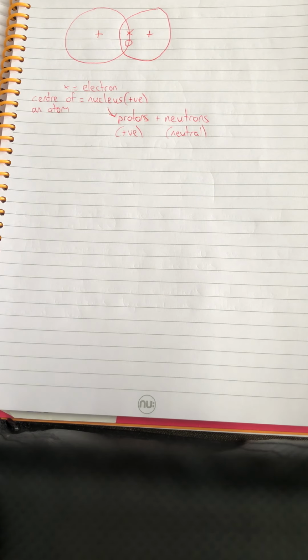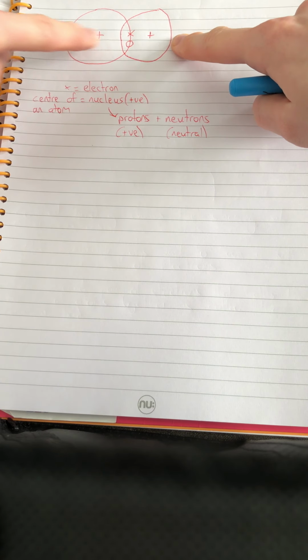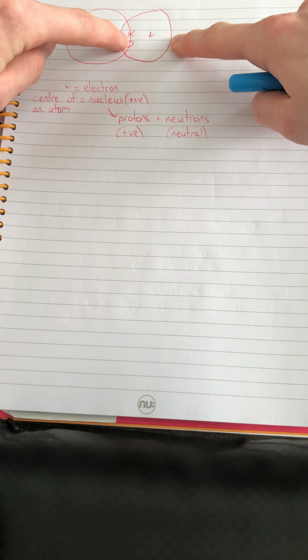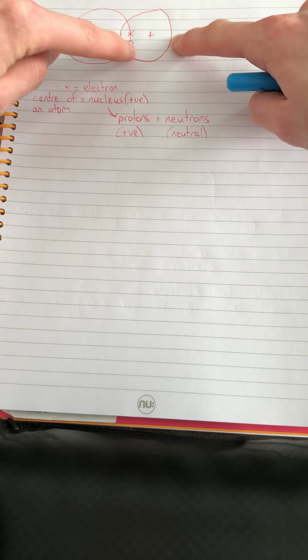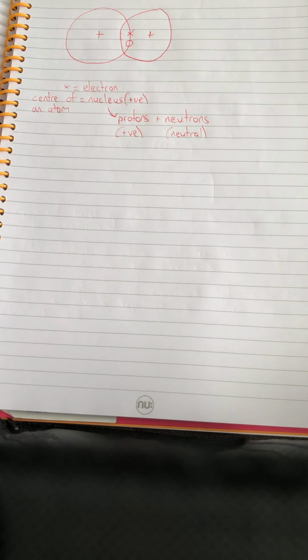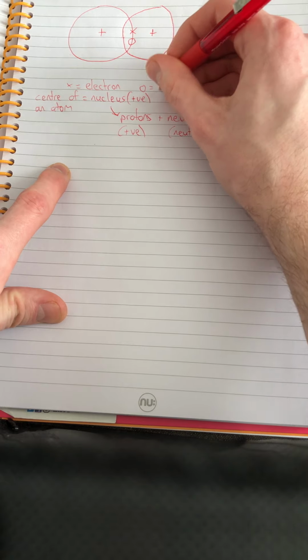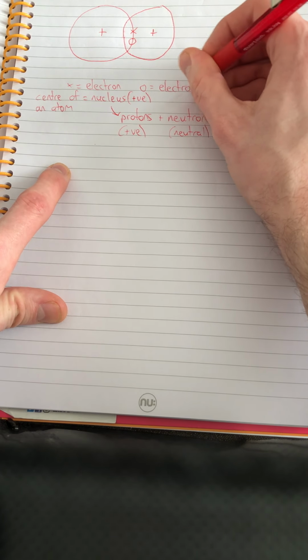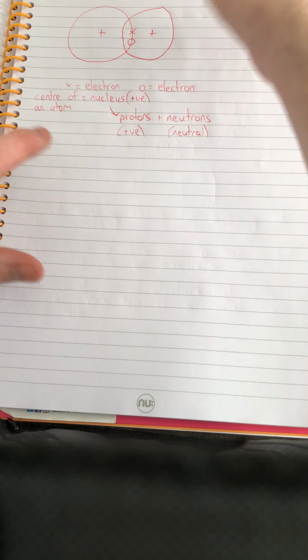Now, what we have are two non-metal atoms bonding together by sharing outer electrons. The X belongs to that atom, the O electron belongs to that atom. So X is an electron, O is also an electron.